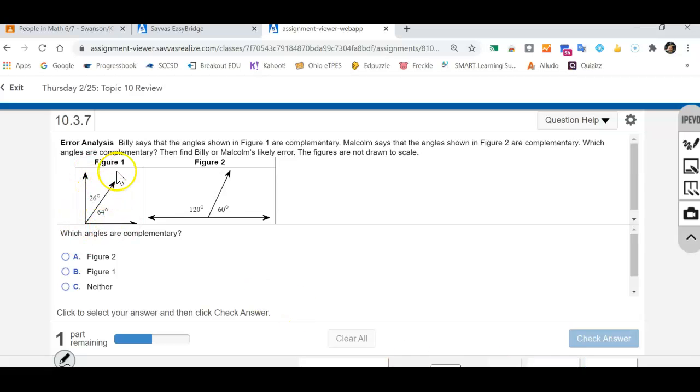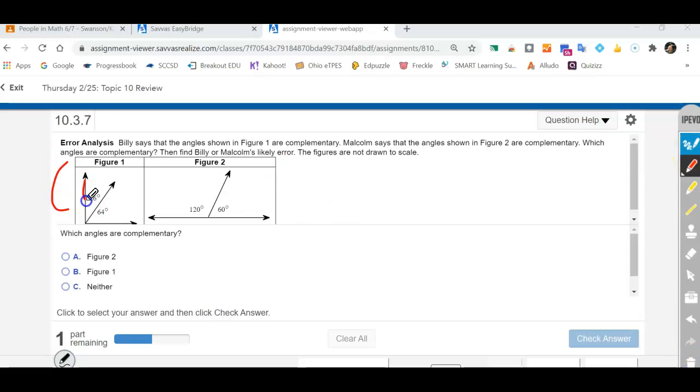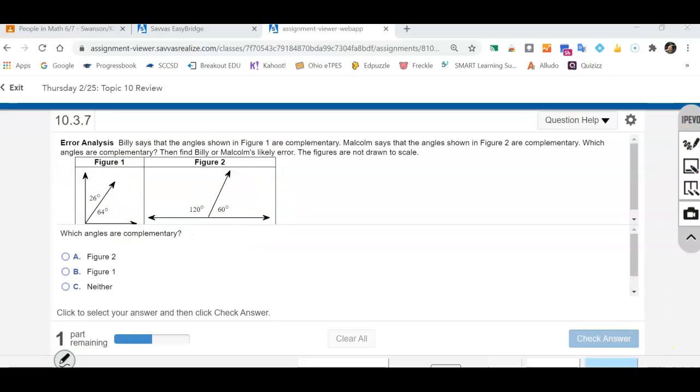Figure 1, is that complementary or supplementary? It's complementary because, right, complementary means two angles that equal 90. So that means figure 2 is supplementary because that means two angles equal 180. So we're going to use that information as well to help us set up equations.